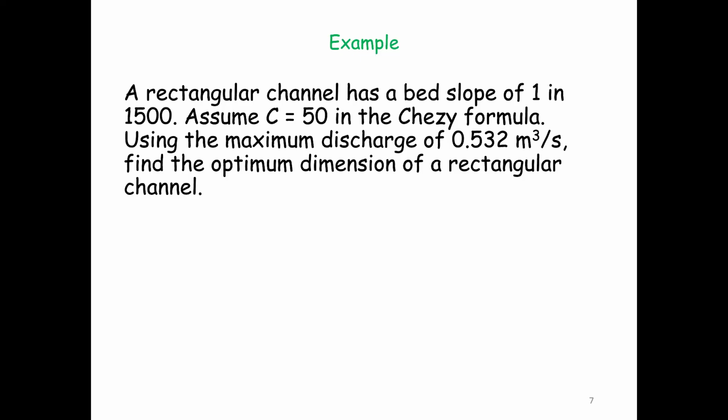Okay, it seems that I have just this place to work on that. So a rectangular channel has a bed slope of 1 in 1,500. I will write exactly what it says. Assume C is 50. Using the maximum discharge of this cubic meter per second, find the dimension of the rectangular. So it seems that it asks for B and Y. Right? Did I miss anything? No, it seems.